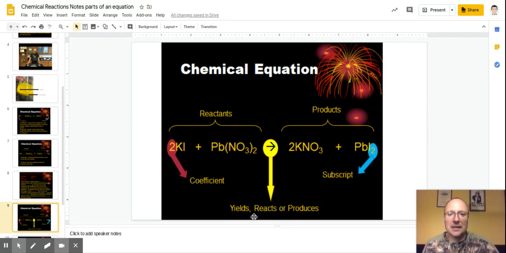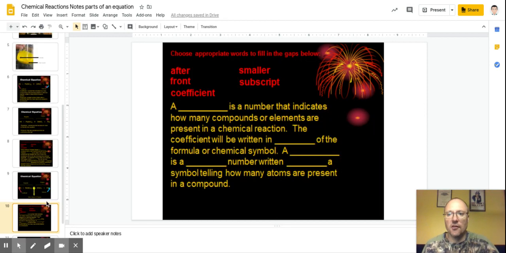The one thing I didn't talk about was the arrow. The arrow is pronounced as yields, reacts, or produces. So sometimes when we're reading it, we might say potassium iodide plus lead nitrate yields potassium nitrate plus lead iodide, or we might say it produces it or reacts to form. It's just different ways that we pronounce the arrow.